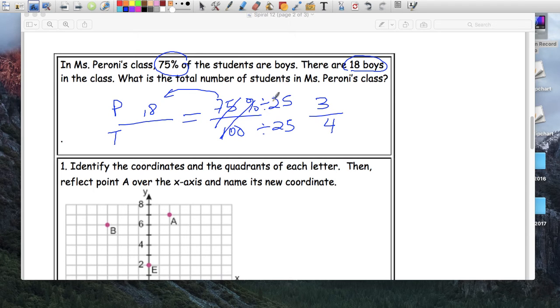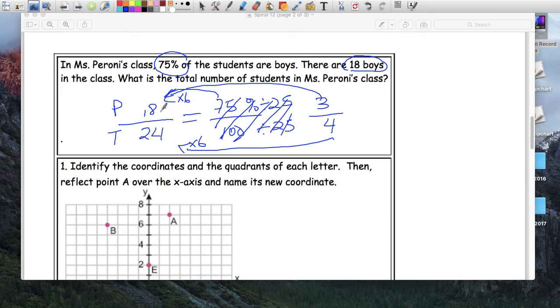So not to confuse you, let me cover this. Now I use 3 over 4. Do you see a relationship from 3 to 18? Yes, there is. Times 6. And then times 6 as well at the bottom. And 6 times 4 is 24.